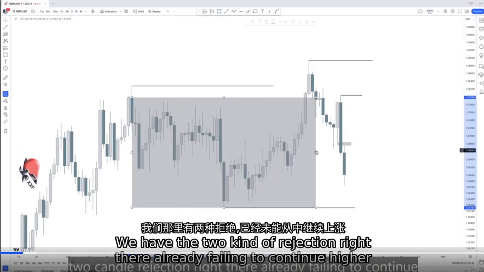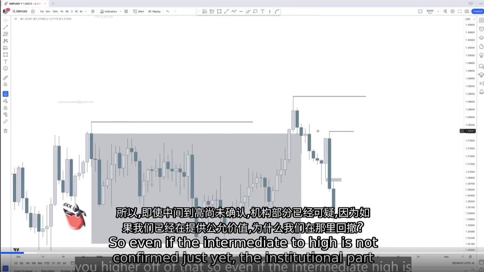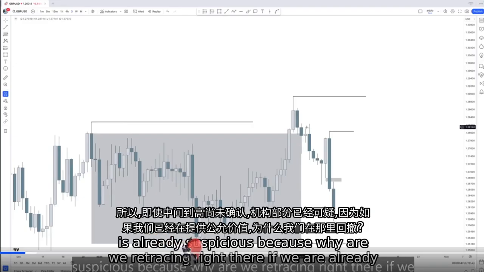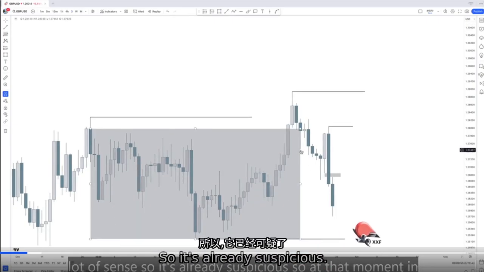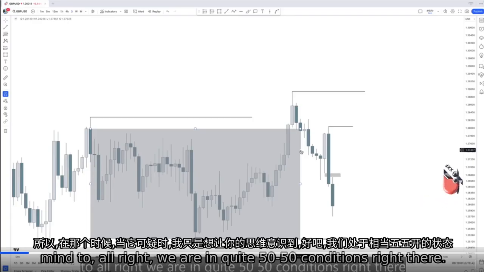We have the 2 candle rejection right there already failing to continue higher off of that. So even if the intermediate term high is not confirmed just yet, the institutional part is already suspicious, because why are we retracing right there if we are already offering fair value right there? Doesn't make a lot of sense. So it's already suspicious. So at that moment in time, when it is suspicious, I'm just trying to get your mind to, all right, we are in quite 50-50 conditions right there.